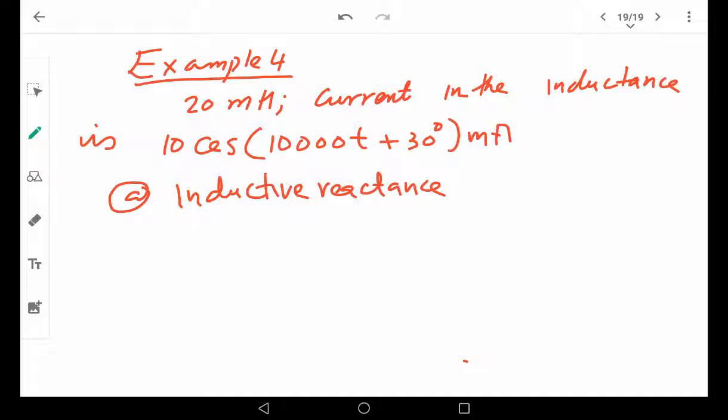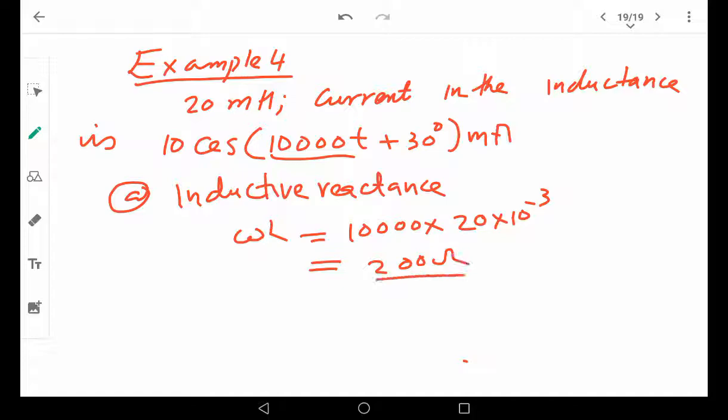Inductive reactance is omega L. Omega is 1000, times the inductance 20 millihenry, that is 20 into 10 raised to minus 3. So it will come to be 20 ohms. What is the impedance?